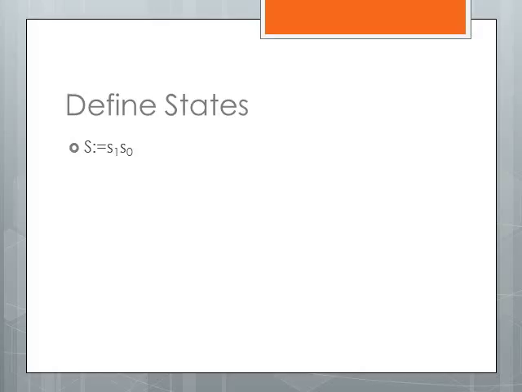Also, I have here S is defined as S sub 1, S sub 0. This is going to help us when we look at our truth table that we're going to set up, the way you set up these truth tables for these FSMs.